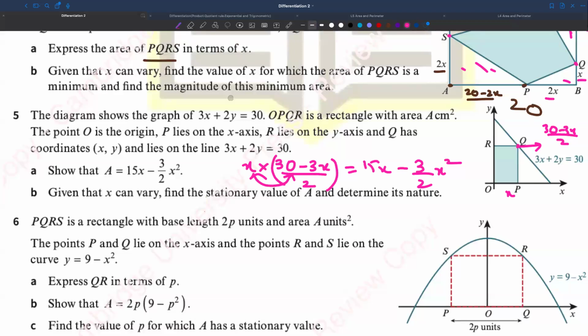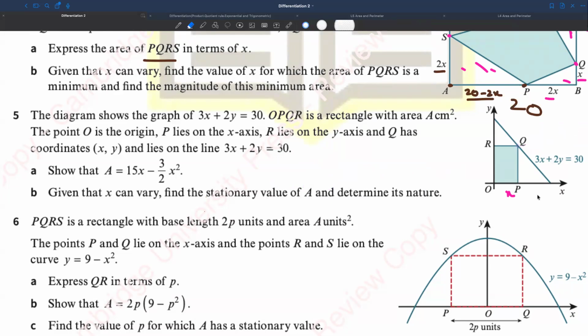Okay, I'll just quickly explain this question number 5 clearly. Look, we have to find the area of the shaded region, but this is given only in terms of x. Now, let's say this has a coordinate of x. So the y coordinate will be what? When you make y your subject, y will be equal to 30 minus 3x upon 2.